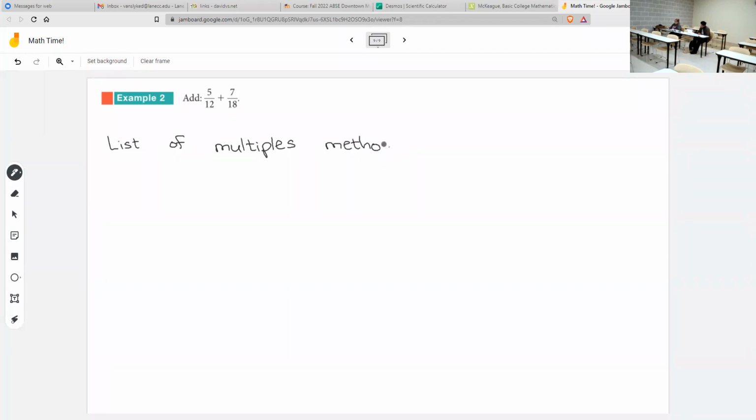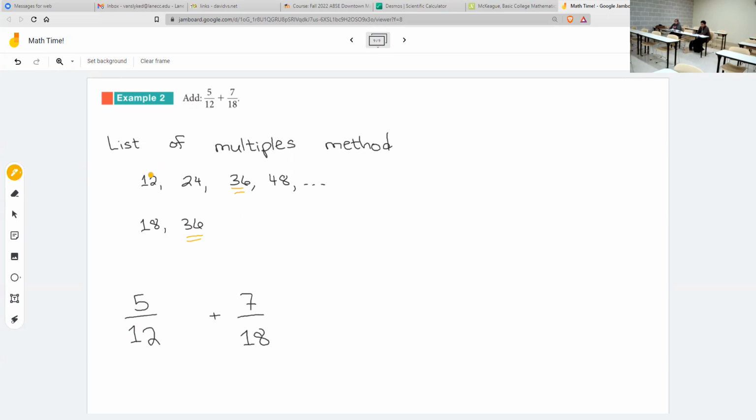I like that one. So we had 12, 24, 36, 48, maybe that's enough. 18 times 2 is 36. Aha, I have something on both lists. So 36 will work. If I want to say 5/12ths, leave some space, plus 7/18ths, I can make them into 36.